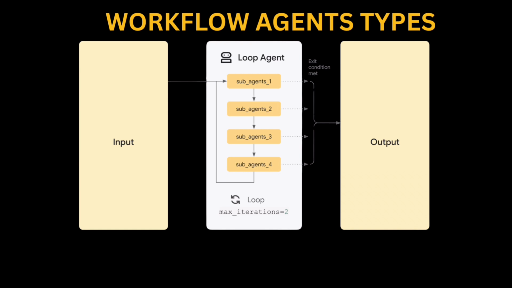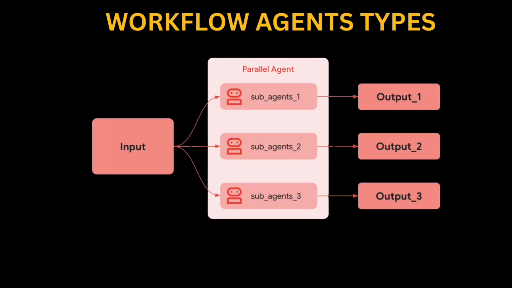The final one is the parallel agent. As the name suggests, this agent is designed to run multiple sub-agents in parallel, all at the same time instead of one after another. This is perfect when you need to perform multiple independent tasks like translation into different languages, running various sentiment analyses, or querying different data sources all at once. It is efficient, fast, and ensures that your workflow scales horizontally.